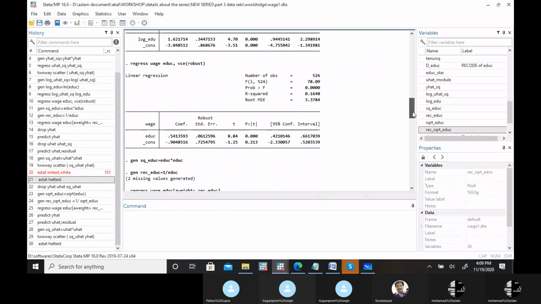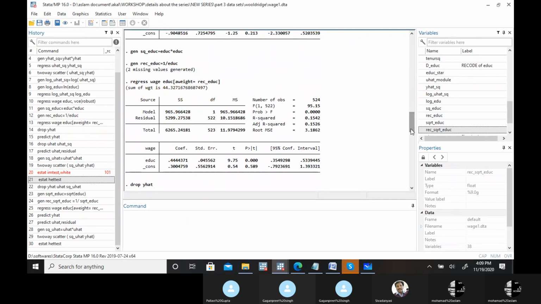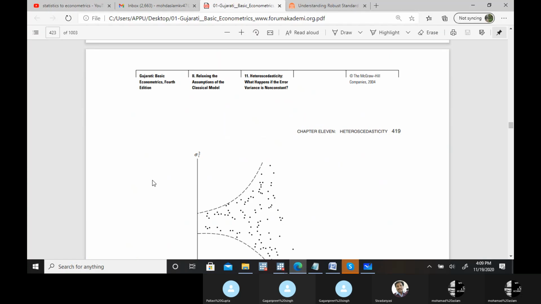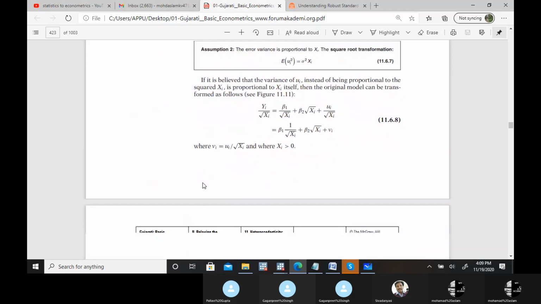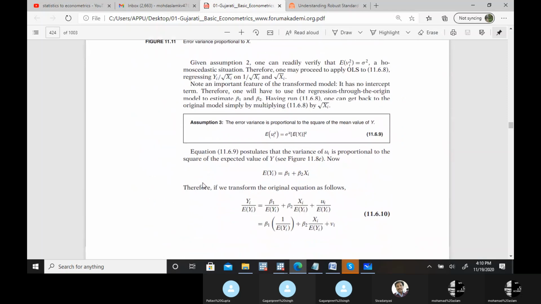And in the robust form, it gets increased. In the original form, it's 0.05 and 0.68. So you have to see when the standard error is getting decreased, so that you have to apply as remedial measures. Next, you have to apply the square root. If this is the relation, then you have to apply the square root.